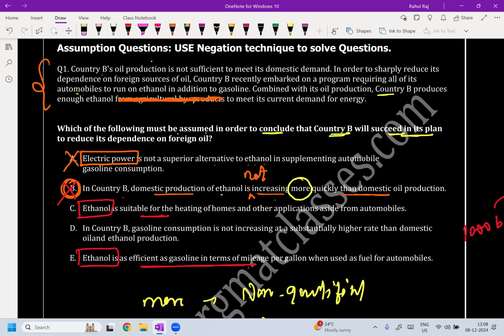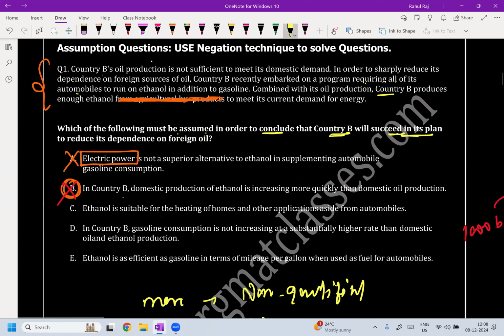Imagine ethanol is not suitable. Now imagine this is the logical understanding to remove C and E. This is an absolutely logical way to remove C and E. But if you want to go step by step, you can 100% go. Ethanol is not suitable for heating, or let's say ethanol is not as efficient as gasoline. How is it weakening my argument?